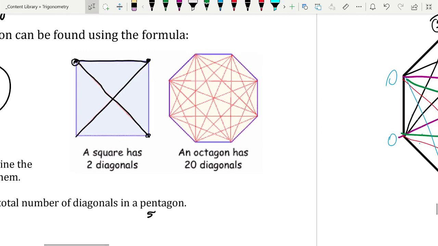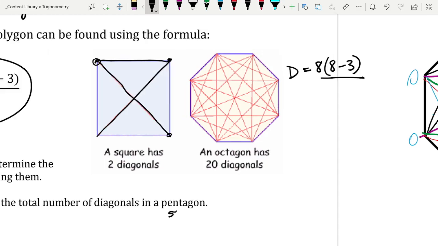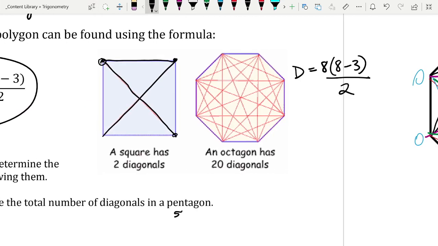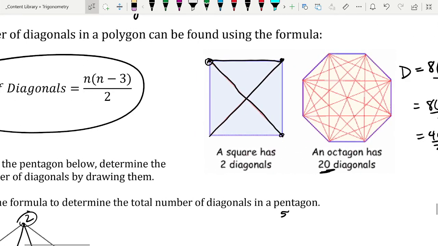Let's try it on the octagon. So the number of diagonals, I'll use D for diagonals, is n, which is the number of sides, times the number of sides minus 3, divided by, and I've already forgot. Oh yeah, divided by 2. Well, let's see. That's 8 times 5 divided by 2, which is 40 divided by 2. Yep, that's what we got when we counted, and that's what the picture told us. So yep, it works. Our formula works.